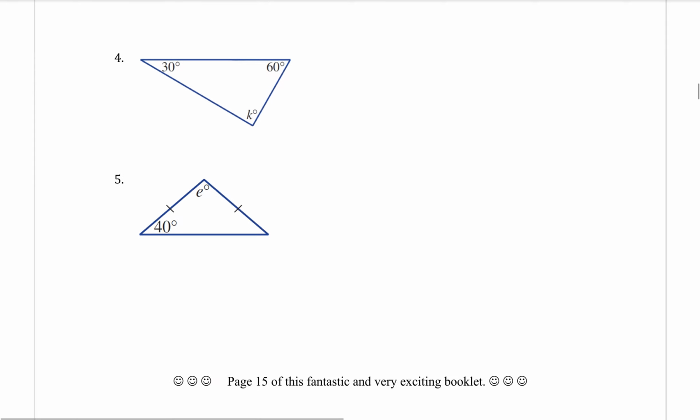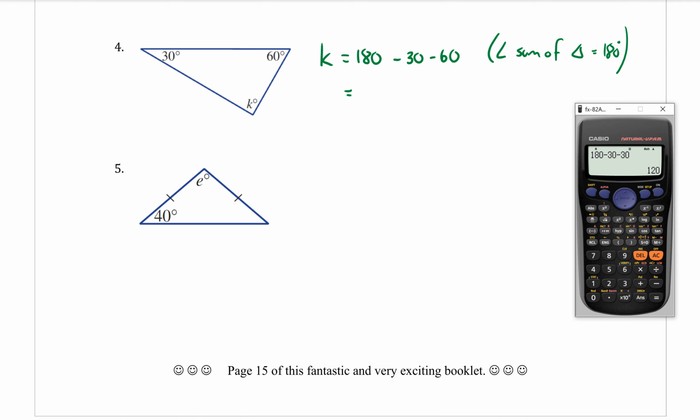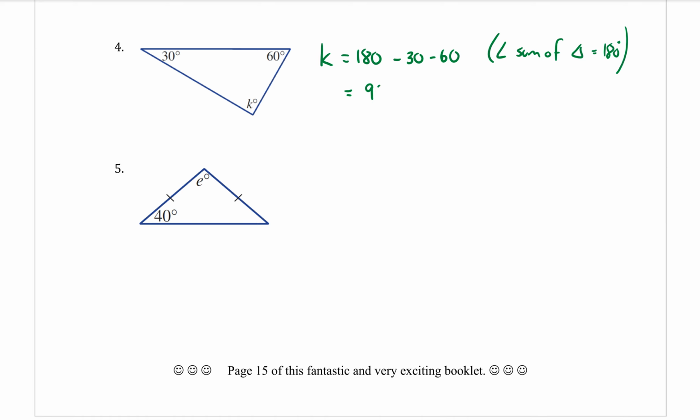Okay, a couple more to do. Question 4. To find k, the angle sum of a triangle is 180 degrees. I subtract off the 30, I subtract off the 60. Write the reason down. Angle sum of a triangle is equal to 180 degrees. And calculate. So it is a bit repetitious, but that is important. So that last angle is actually a right angle, 90 degrees.